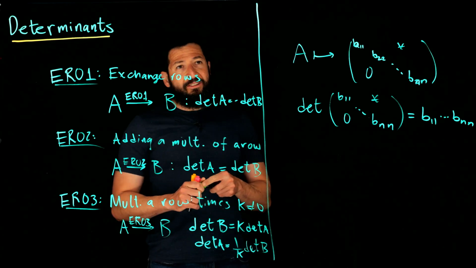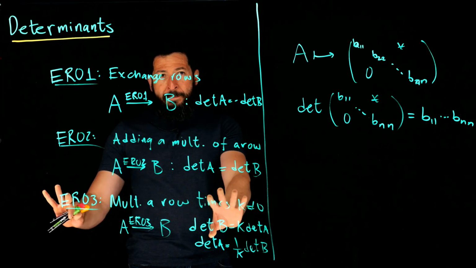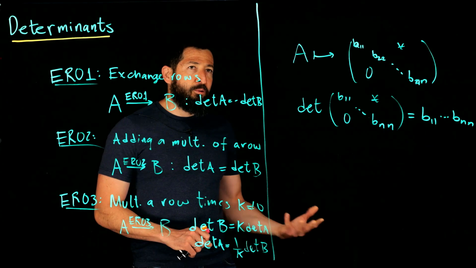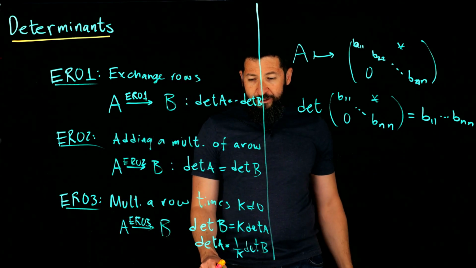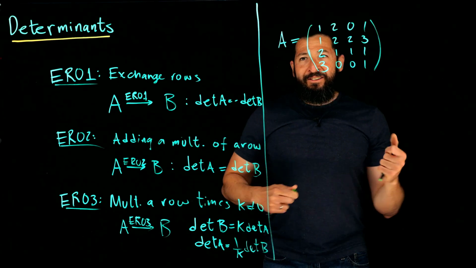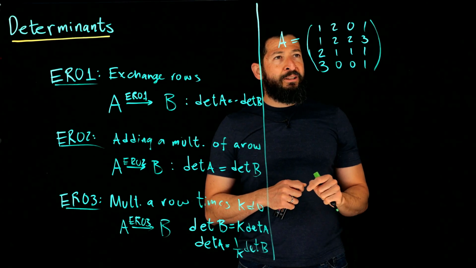So let me show you a quick example of how to use it. I'm going to first compute it without using the elementary row operations of the third type, and then we'll do one with the third type included. All right, so let me erase. I'll be right back. All right, so here's the example. Let's say we have this matrix and we want to compute the determinant.